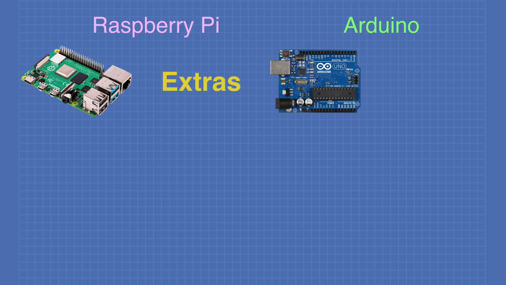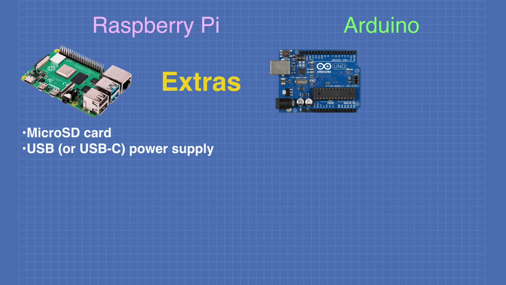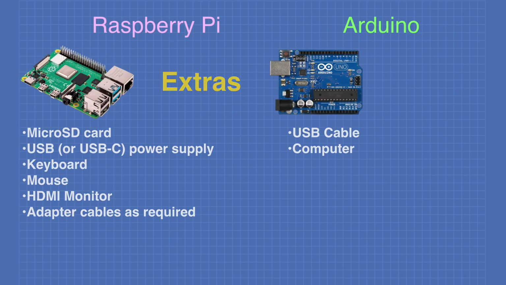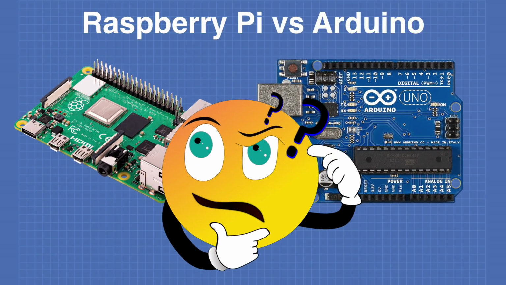When you get either board, you'll need a few other things to get it to work. With a Raspberry Pi, you'll need a micro SD card, a USB or USB-C power supply, depending upon which board you've got, a keyboard, a mouse, an HDMI monitor, and a number of adapter cables as required for your own setup. To run the Arduino, you will need a USB cable and a computer. So which of the two will you be using for your next project?